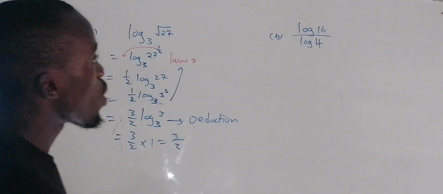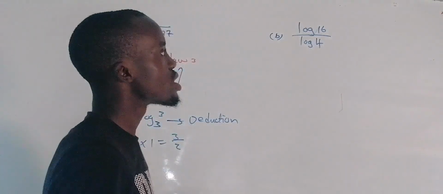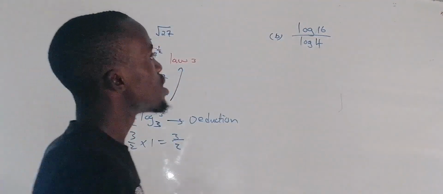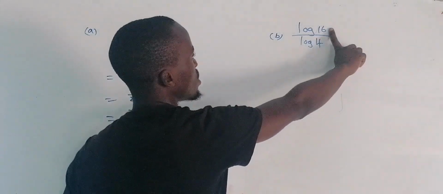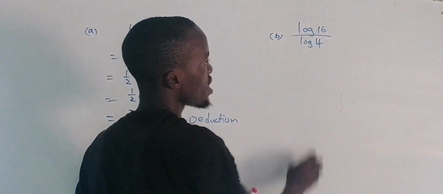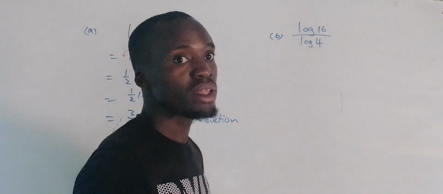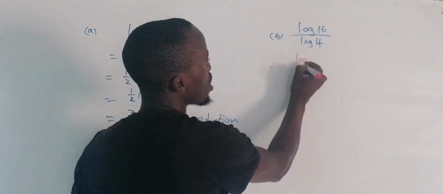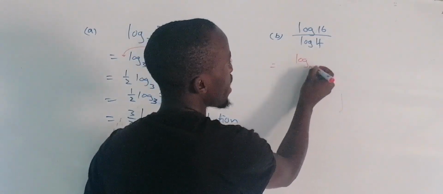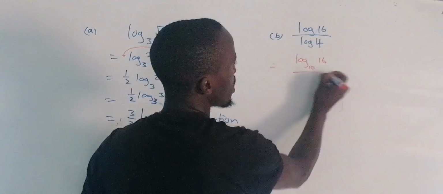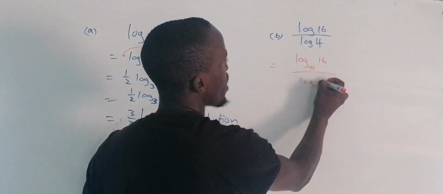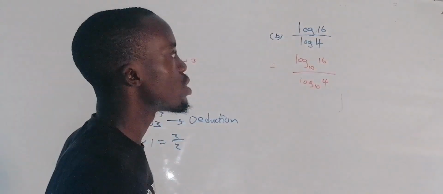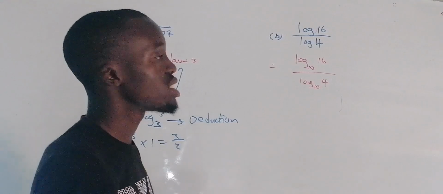So let's look at that one. Remember, 16 is not the base and 4 is not the base. They are known as exponents. So it's log 10 16 over log 10 4. So this is the original way of writing it.